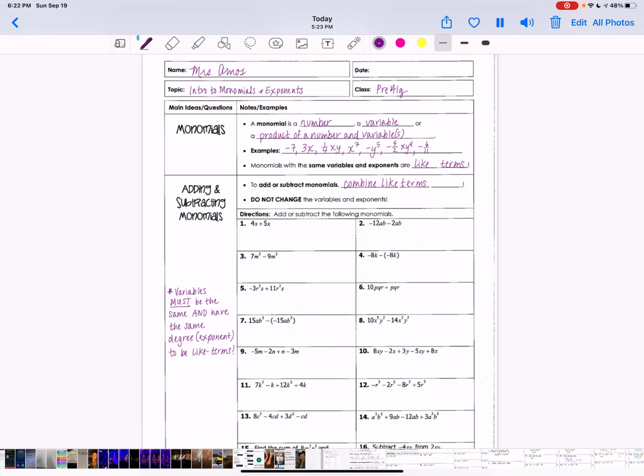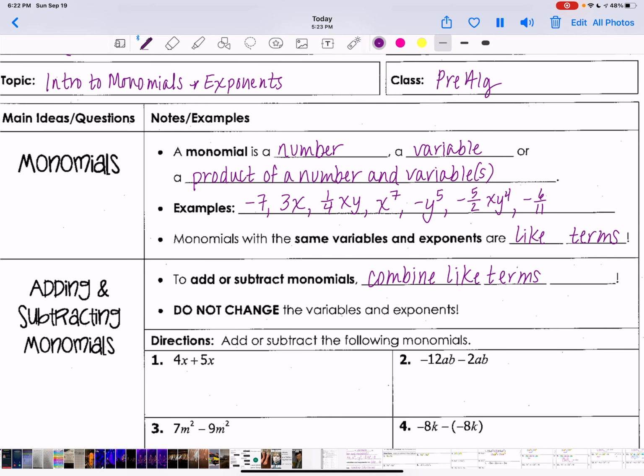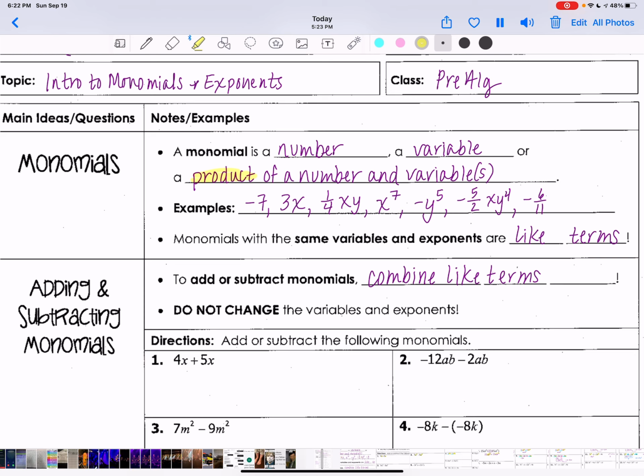What we're going to be talking about today is monomials. So go ahead, copy this down on your notes. A monomial is a number, variable, or a product of a number and variables. So product means multiplying. And I gave you some examples: -7, 3x, 1/4 xy, x to the 7th.